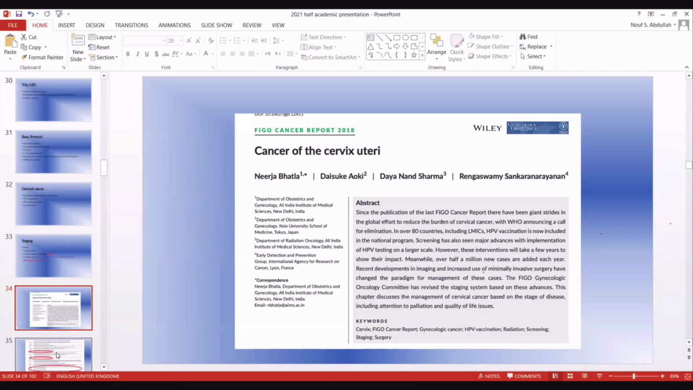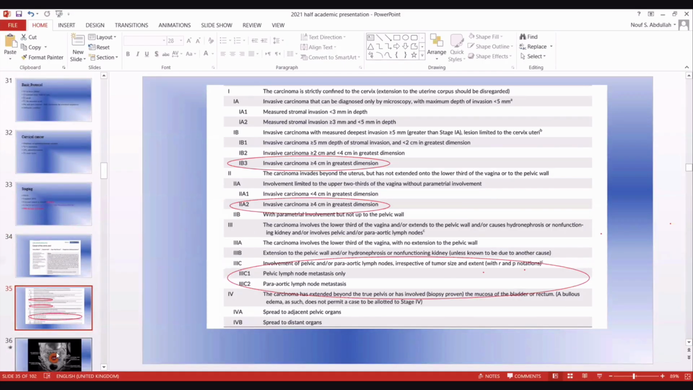So this is the article that I would refer you to go and look at about the FIGO staging of cervical cancer. And I have that handy in my office for reference whenever I need. Whenever you look here, I'm just circling the areas that you have to look at, and these are the areas that you have to keep in mind.